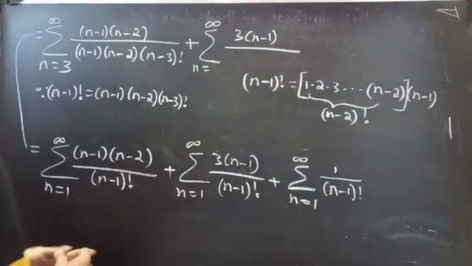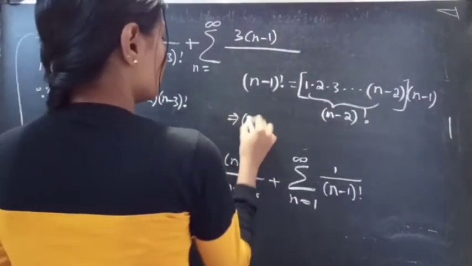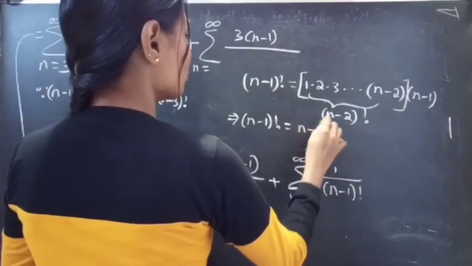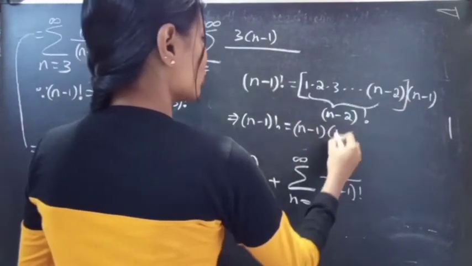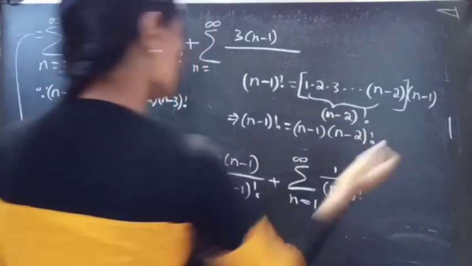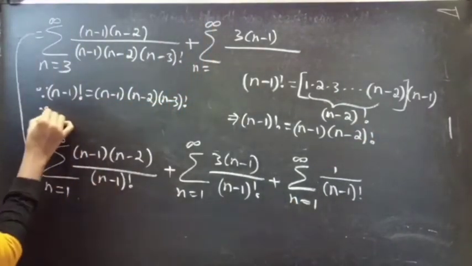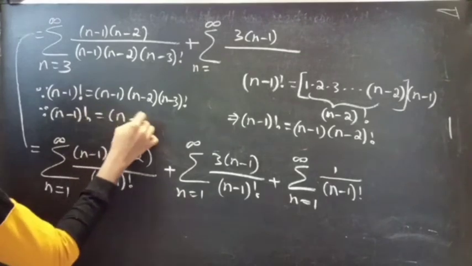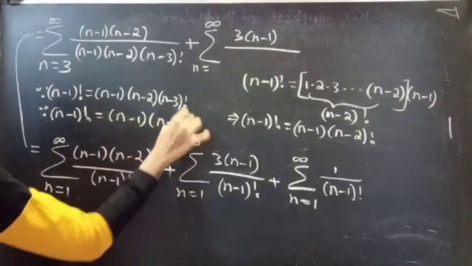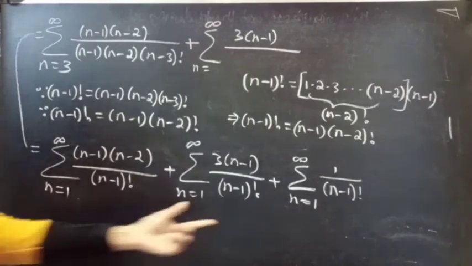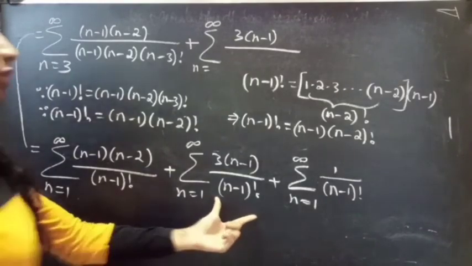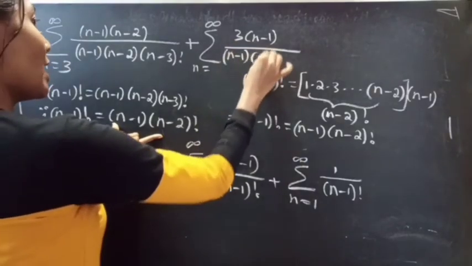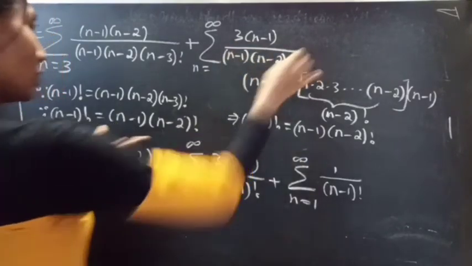So you will write it as n minus 1 factorial equals to n minus 1 into n minus 2 factorial. Since n minus 1 factorial equals to n minus 1 into n minus 2 factorial, we'll replace this n minus 1 factorial by n minus 1 into n minus 2 factorial.